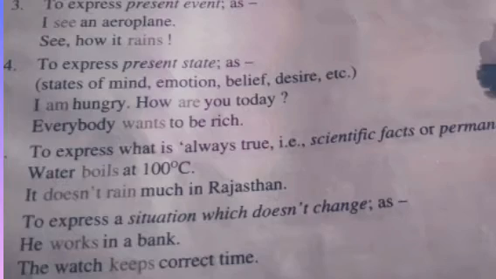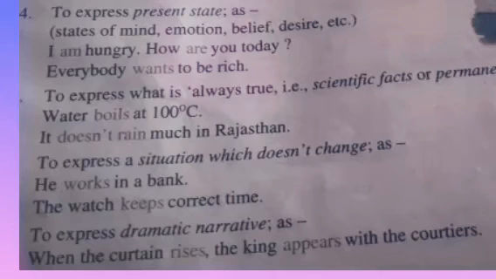To express a present event, something which is happening, like I see an aeroplane, see how it rains. So these are examples of what? To express a present event. Now next one, to express present state, that is state of mind, emotions, belief, desire, etc. Like for example, I am hungry. How are you today? Everybody wants to be rich.